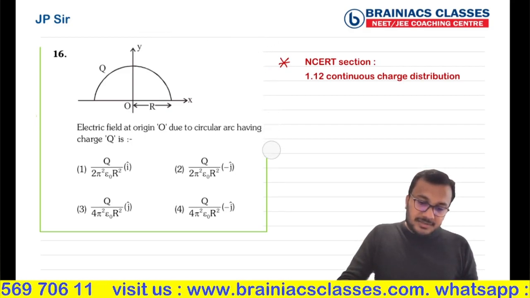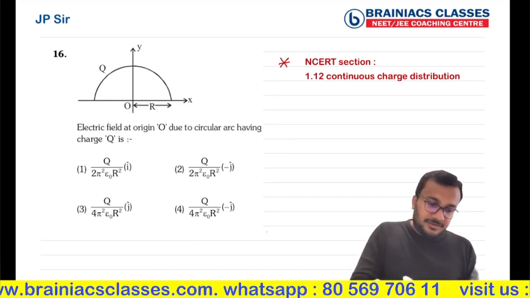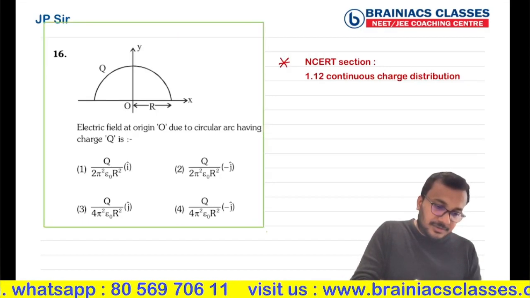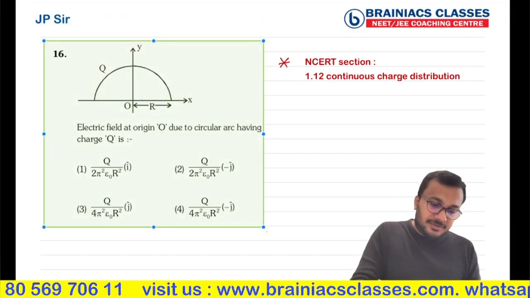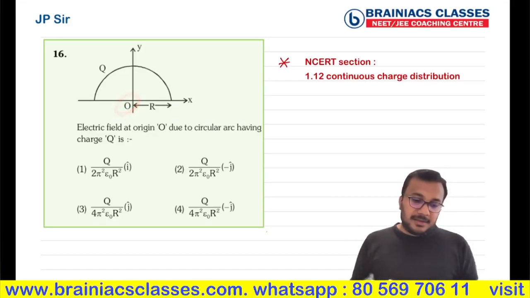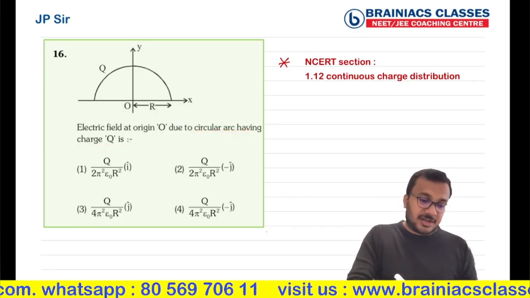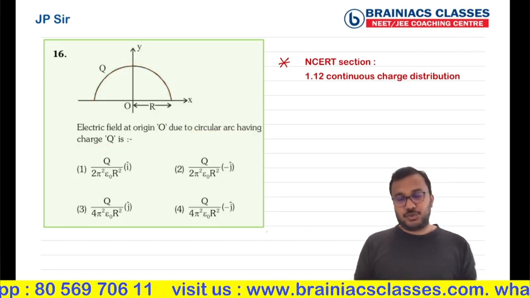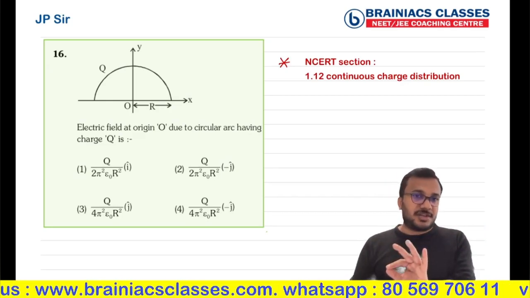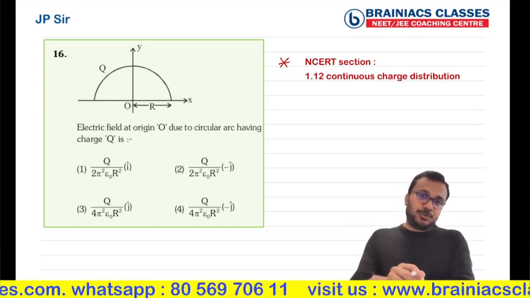So what is given in the problem? We have to calculate the electric field at the point O, here, the electric field at the origin due to the circular arc having charge Q. This is again from NCERT section 1.12, continuous charge distribution. Once again, I'm mentioning, this is a very important section in the NCERT textbook.